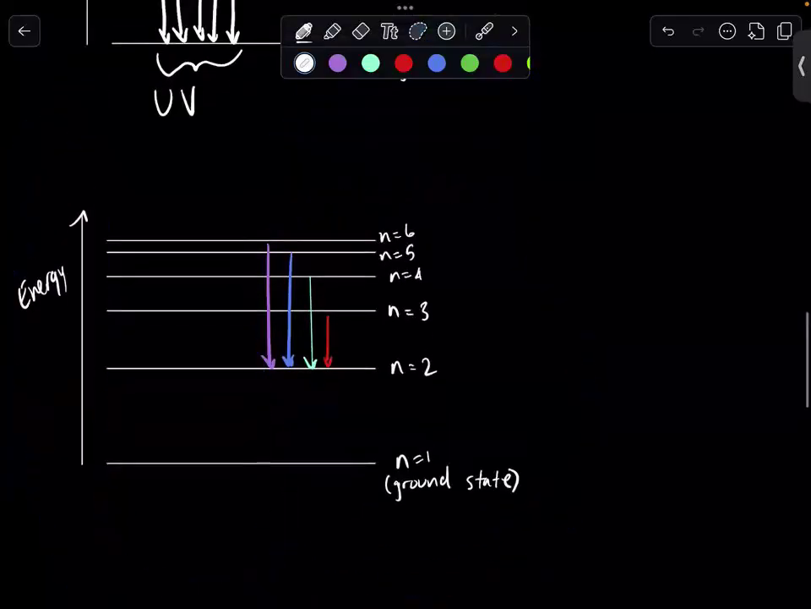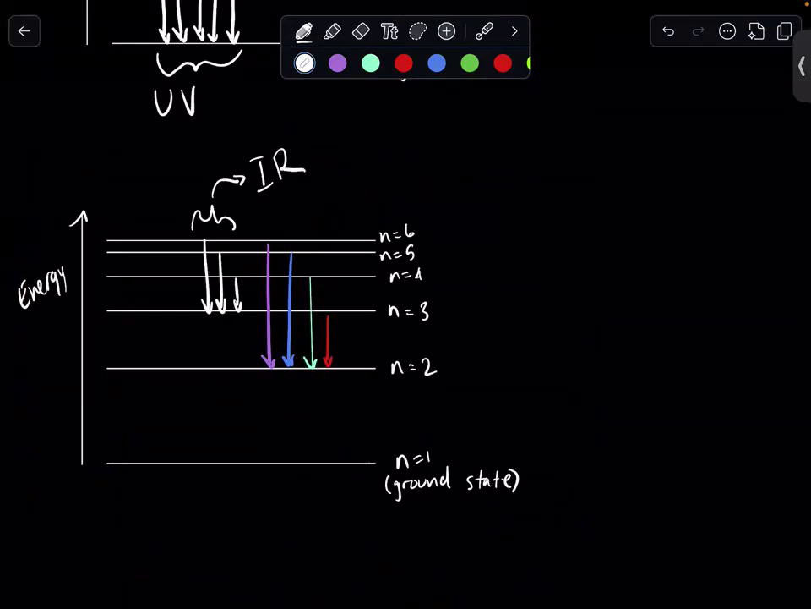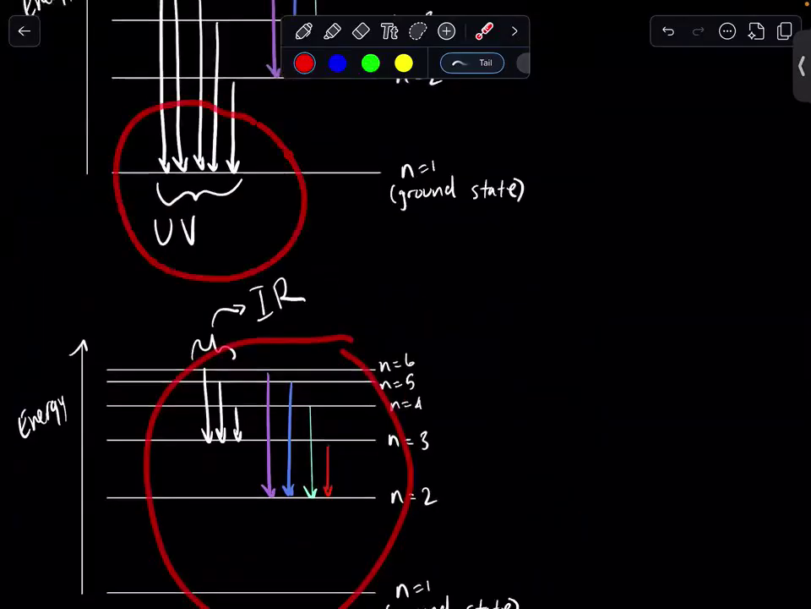So we can also have transitions that don't go to n equals 2, but instead go to n equals 3. So 4 to 3, 5 to 3, and 6 to 3. And these transitions are actually infrared. And much like ultraviolet, this is low energy infrared, and this is high energy infrared. However, high energy infrared is still less energy than low energy visible. So hydrogen actually has a bunch of different frequencies and wavelengths of light that can be produced from its energy levels. We just can't see any of them but the four visible lines.